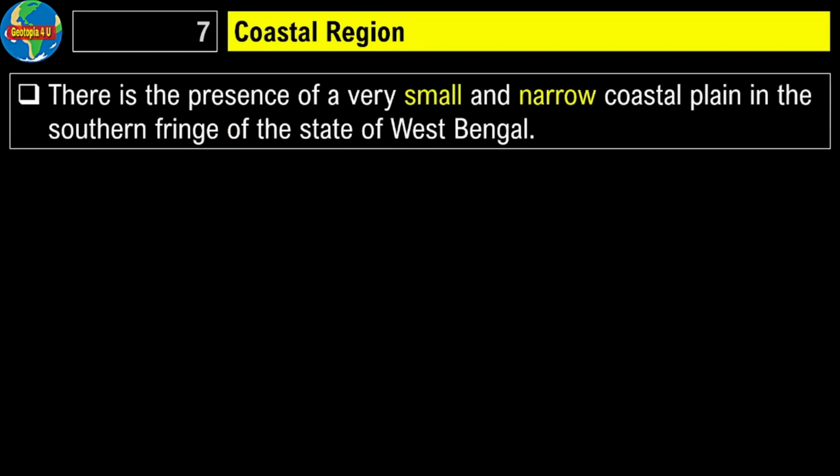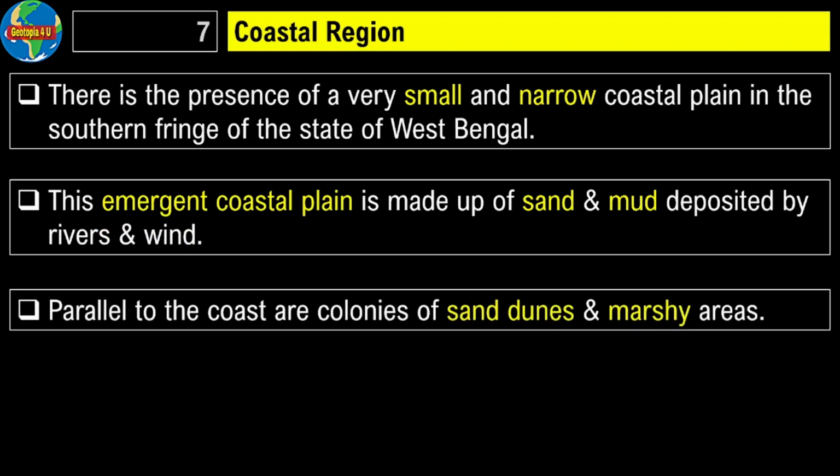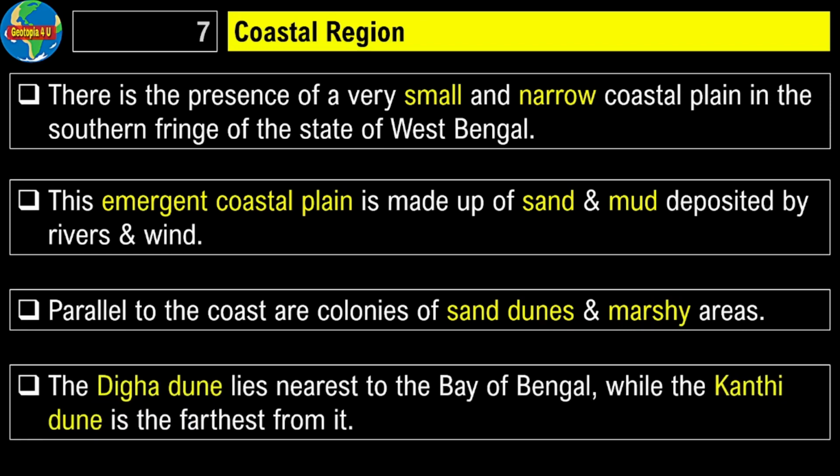There is the presence of a very small and narrow coastal plain in the southern fringe of the state of West Bengal. This emergent coastal plain is made up of sand and mud deposited by rivers and wind. Parallel to the coast are colonies of sand dunes and marshy areas. The Digha dune lies nearest to the Bay of Bengal, while the Kathi dune is the farthest from it.